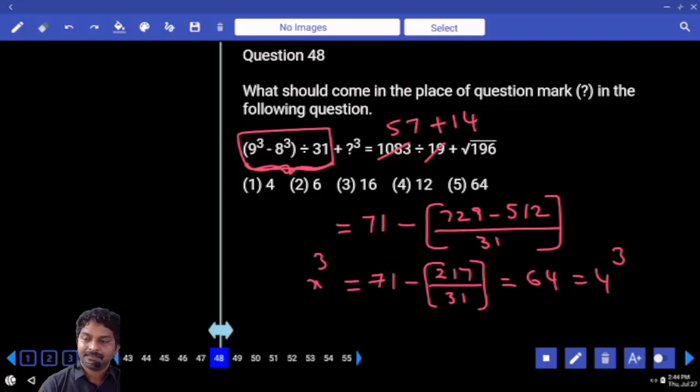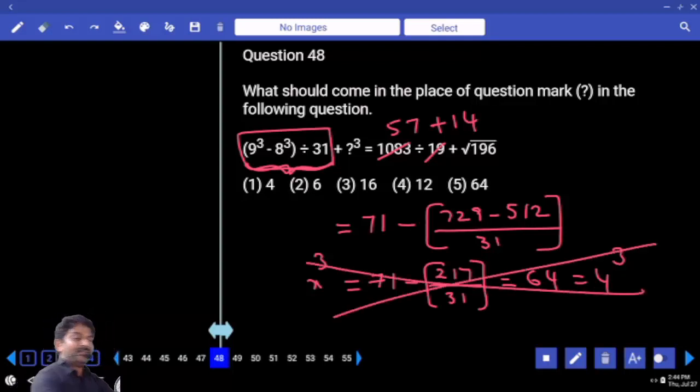Got it? Basically, after writing this step, you are actually done with your answer. X cube is equal to 71 minus something you have, correct? Is this going to be a positive value or negative value? This one, the number inside the bracket. And you have a negative number, right? That means your value is decreasing by 71, right? Am I right? So x cube must definitely be less than 71.